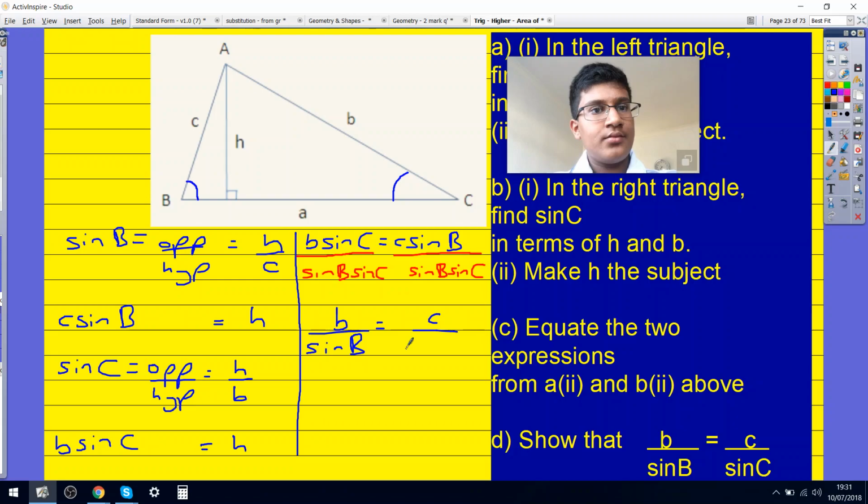So this is called the sine rule. You could repeat this for the angle A, and you would find that it is also equal to A over sine of the angle A. So basically, any side divided by the sine of the angle opposite it is equal to any other side over the sine of its opposite angle. That's how you prove it.